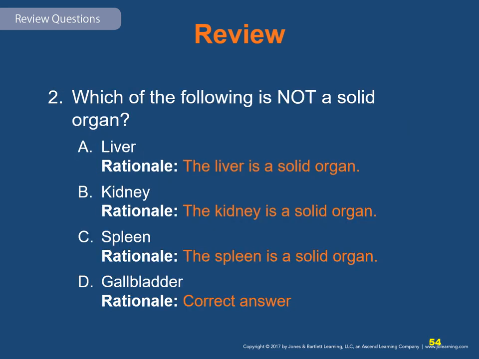Which of the following is not a solid organ? A, liver, and it of course is a solid organ. B, kidney, it is also a solid organ. The spleen is most definitely a solid organ. And out of the choices you were given, gallbladder is the correct answer. It is a hollow organ.